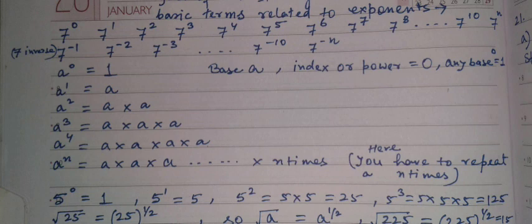Or 7 to the power n, where n can be any rational number like any integer, positive, negative or 0, or any fraction 1 by 4, 1 by 2, minus 1 by 2, minus 3 by 4, etc. or 2, 5, 8, 100, 10, minus 6, minus 10, minus 5, etc.